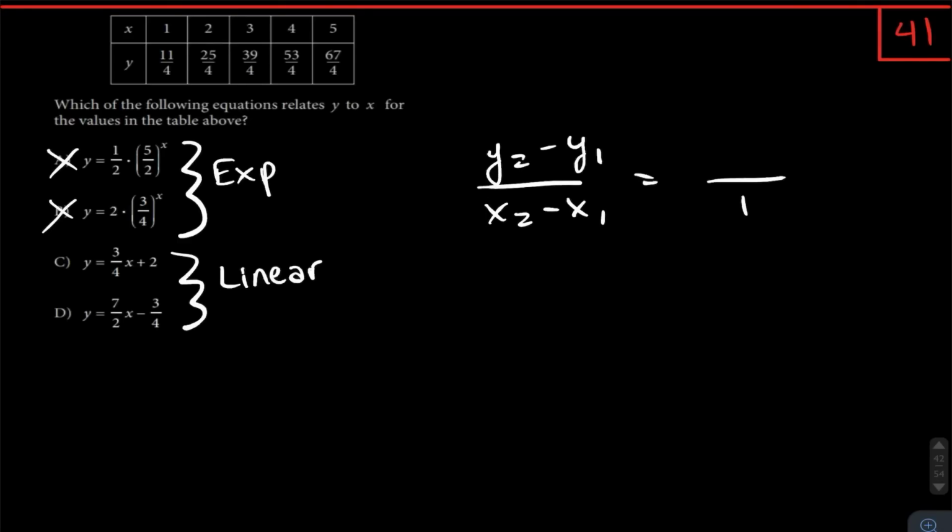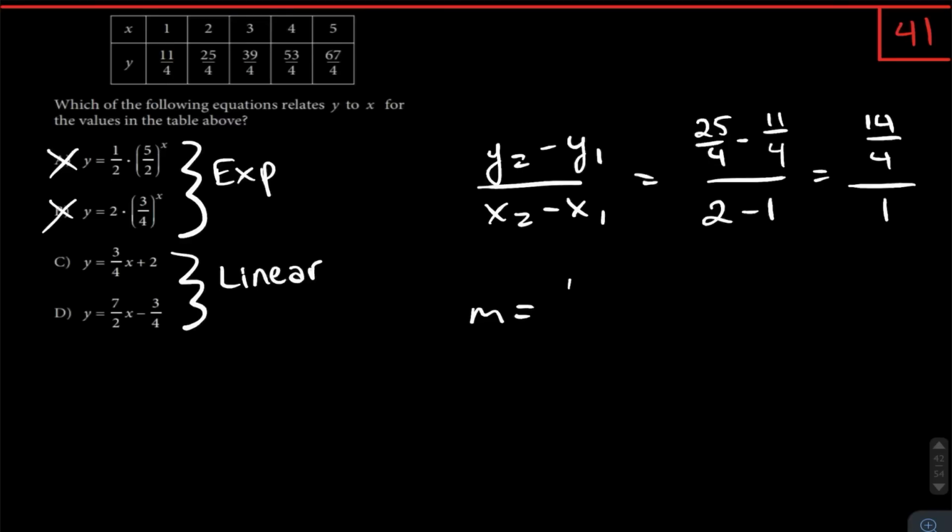Let's take these first 2 points here. You'd have 2 minus 1 in the denominator, and you'd have 25 over 4 minus 11 over 4 in the numerator. And that gives you 14 over 4 all over 1. And so your slope, m, is going to be 14 over 4, and that reduces to 7 over 2, just dividing by 2 over 2 here. So that is choice D.